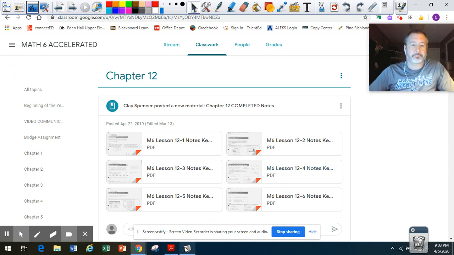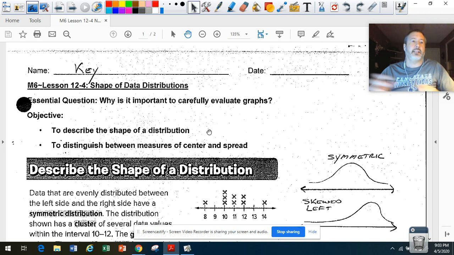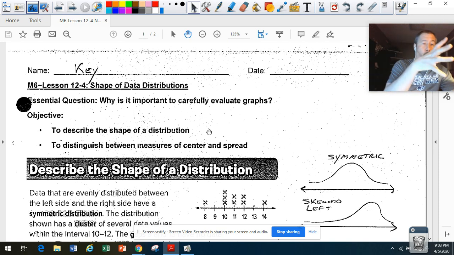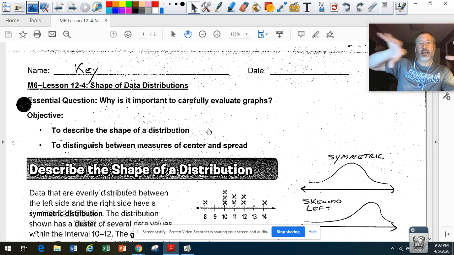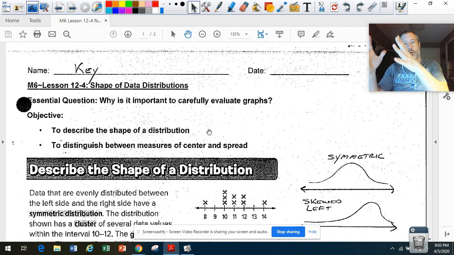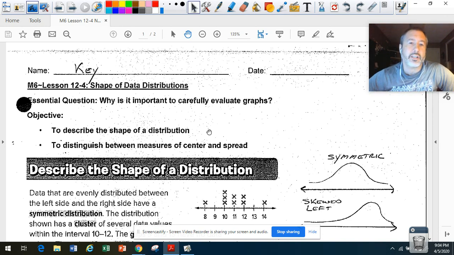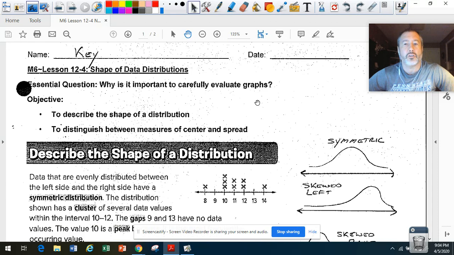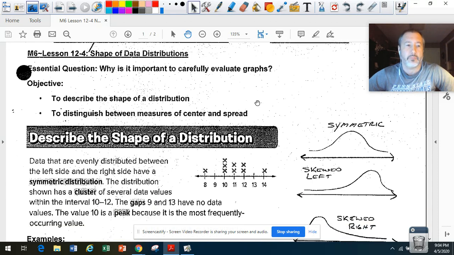So here we go. Let's see what we're looking at today. Today, 12-4, shape of data distribution. Now, remember we talked about distribution before. That is how the data is spread out. It's grouped in one area with a lot of distance between the data points over here. It's grouped over here, and there's less of the data points over there. So that's what we're going to begin looking at here. We're going to look at the shapes first. Now, this can be confusing, so make sure you pay attention carefully.